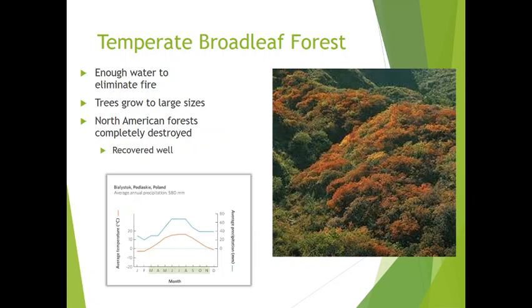All right, the next one is the Temperate Broadleaf Forest, also known as a deciduous forest. Here we have enough water, right? So the water line is always above the temperature line. It can get relatively cold. We can think of this as kind of like the eastern United States. A good portion of Europe would be in this. And trees can grow relatively tall just because they have all of that water.